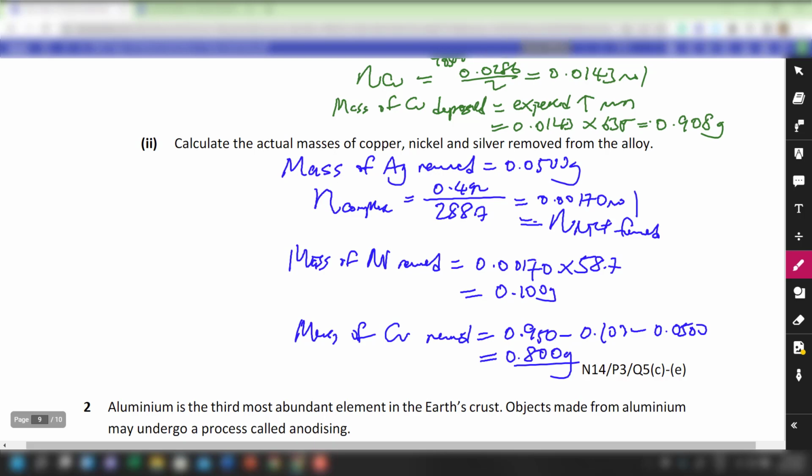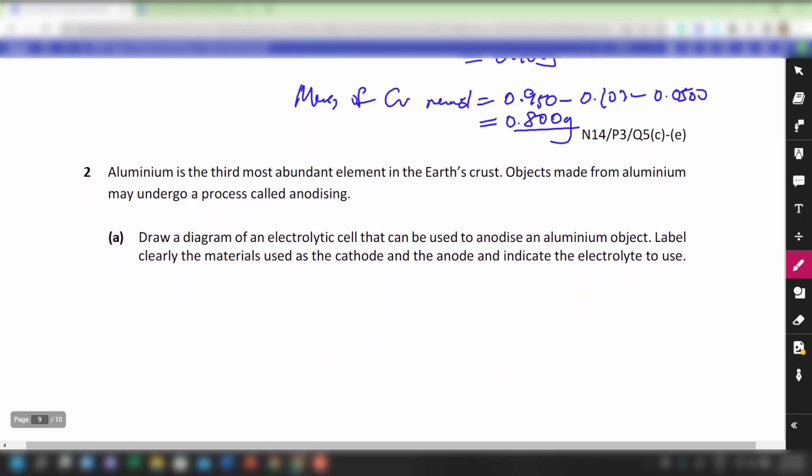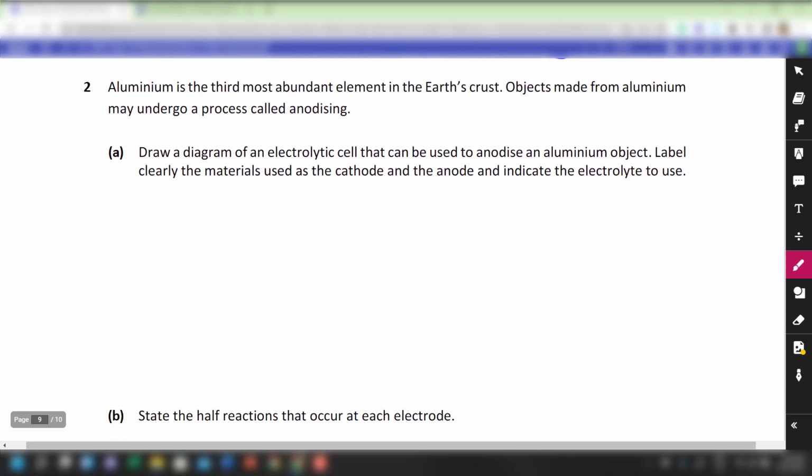I hope you find electrochem calculation relatively straightforward, not as difficult as acid-base equilibrium, I hoped. Next we'll move on to question 2, where we are working on anodization. We have aluminium, the third most abundant element in the Earth's crust. Objects made from aluminium may undergo a process known as anodizing. We are supposed to draw a diagram of an electrolytic cell that can be used to anodize an aluminium object. Label clearly the materials used as the cathode and anode and indicate the electrolyte used.